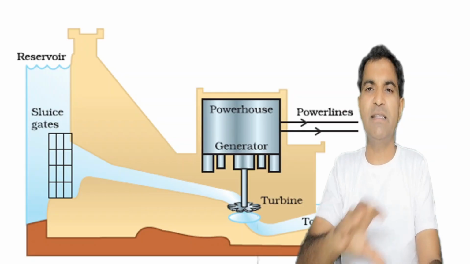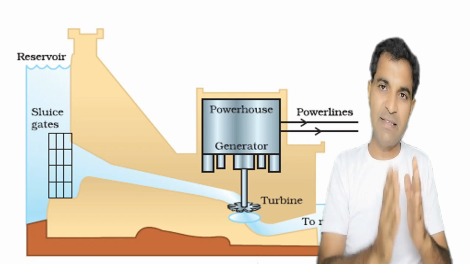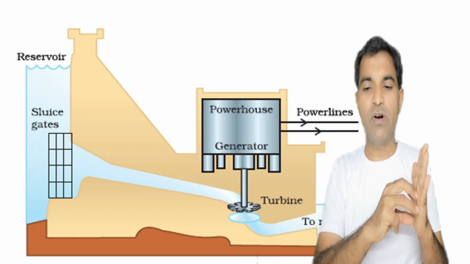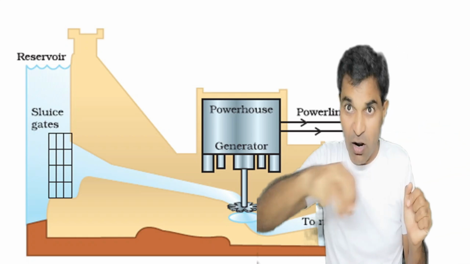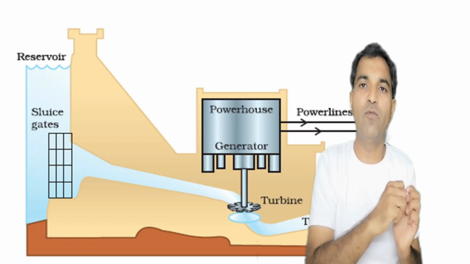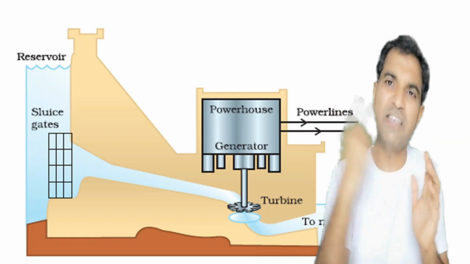Now let us understand the principle of working of a hydropower plant. A very big reservoir is there behind the dam. Through sluice gates, through these water gates, water will come towards the turbine, and when it comes towards the turbine, it will strike the blades of the turbine. And what will happen? It will force the blades of the turbine to rotate at very high speed.